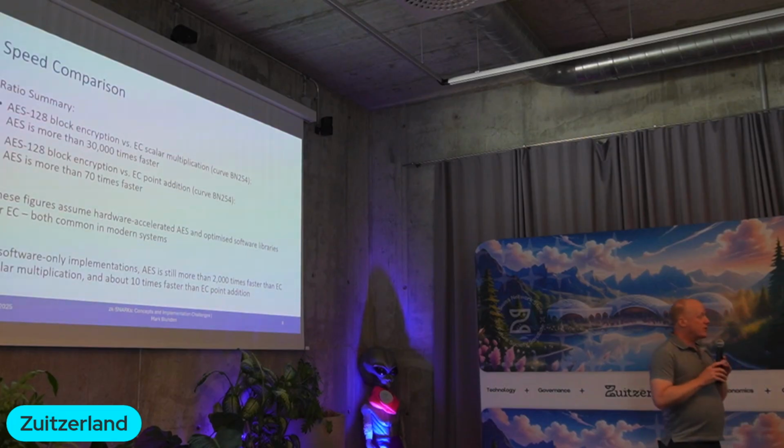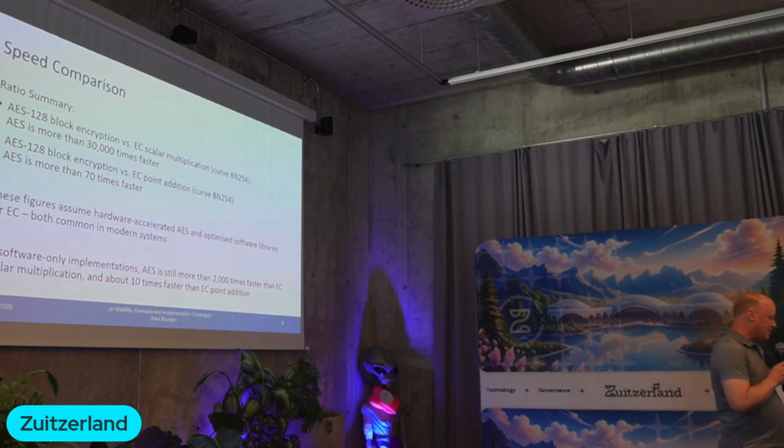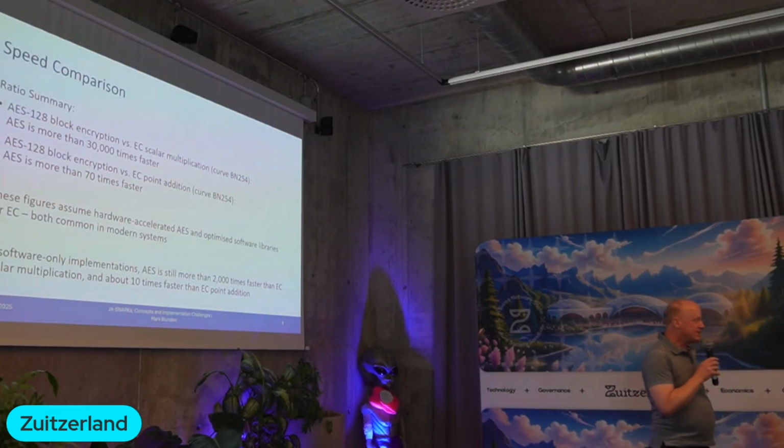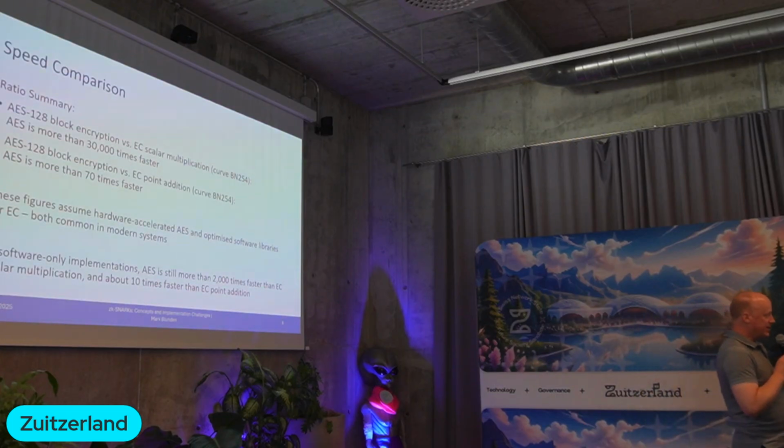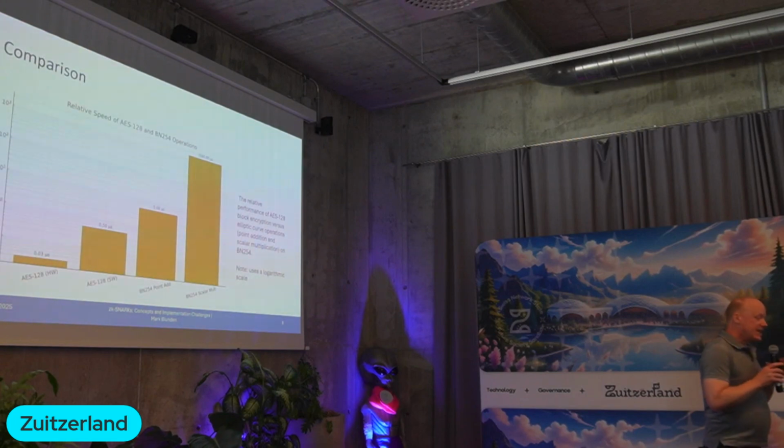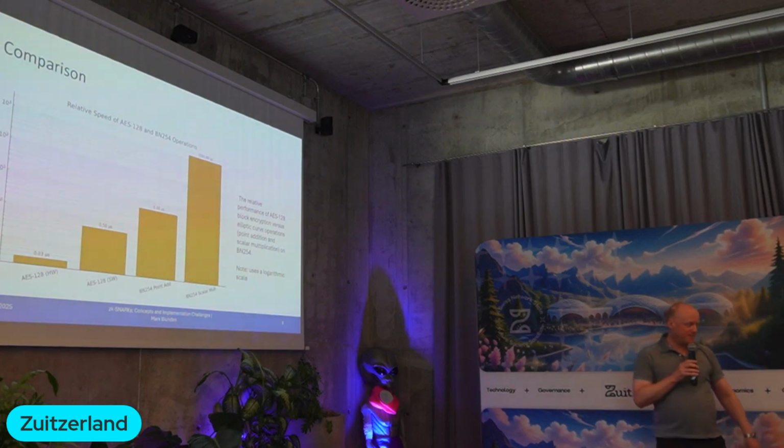Even if you go to a software-only environment, it's still the case that AES is more than 2,000 times faster than one elliptic curve scalar multiplication. So there's a big difference between symmetric algorithms and what we encounter with elliptic curves. And here's the same numbers in a graphical form.